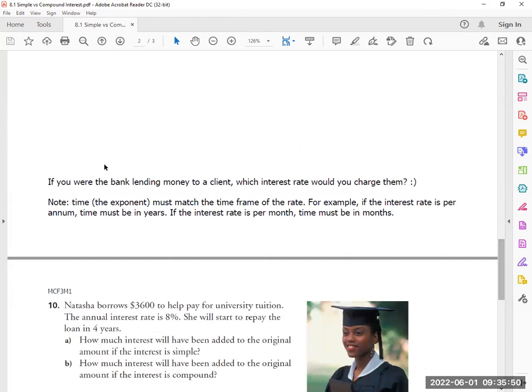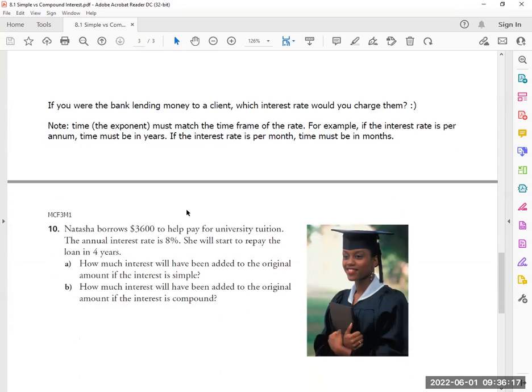If you were the bank lending money to a client, which interest rate would you charge them? I think you would choose the compound interest because not only does it make sense logically, you can earn more money from it, right? No, time must match the time frame of the rate. So if the rate is per year, the time, the exponent must be in years. If the rate is expressed in months, time must be in months.